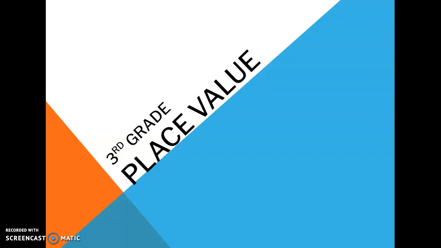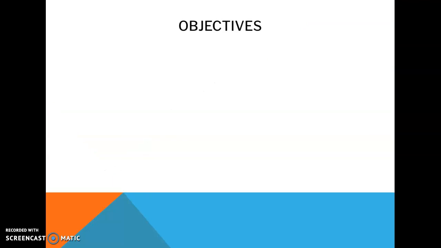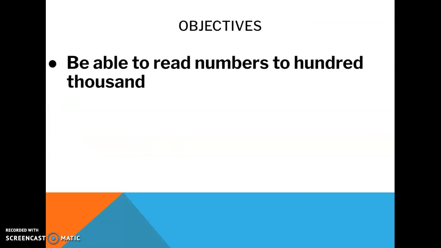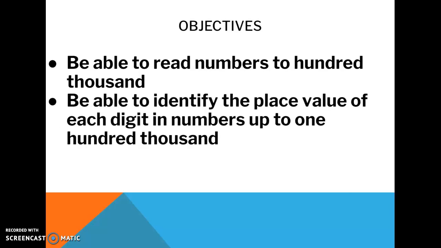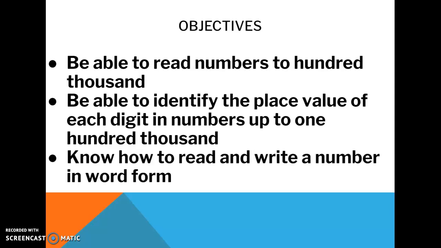Today we're going to look at some place value. Our objectives will be to be able to read numbers to 100,000, be able to identify the place value of each digit in numbers up to 100,000, and know how to read and write a number in word form.